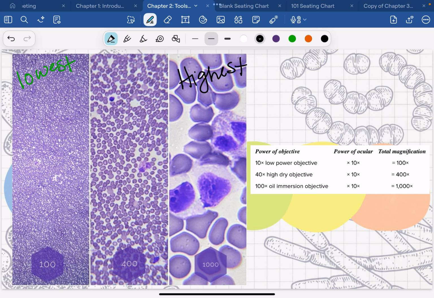And all of these pictures are of human blood. So you know what human blood looks like when you look at it just macroscopically, right? It looks like a liquid. You can't see individual particles in it. It just looks like a liquid, right?